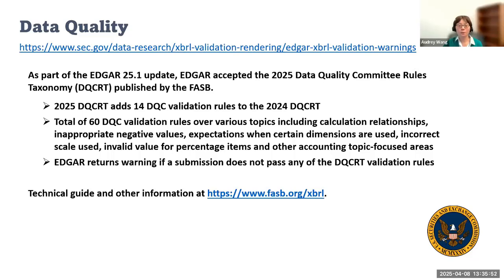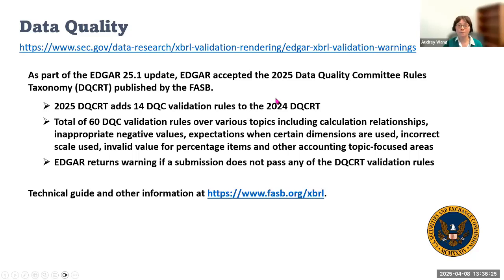In addition to data quality reminders on our webpage, as part of the March release every year, EDGAR incorporates the latest version of the DQCRT. This rule set is first posted by FASB in December every year. It is a subset of all the validation rules that SBR US publishes. For 2025, FASB added 14 of those rules to the existing set from 2024, for a total of 60 validation rules that span across a wide range of topics.